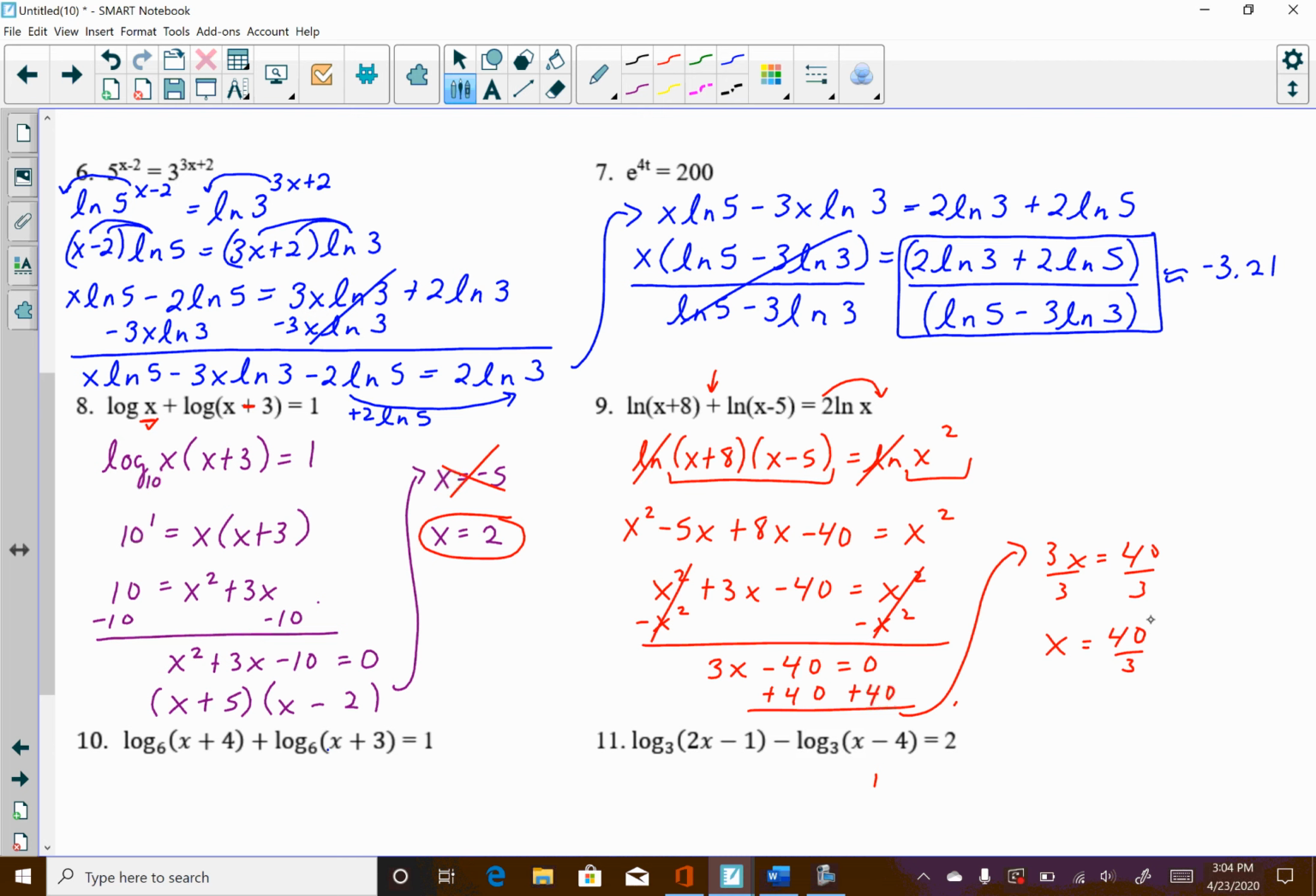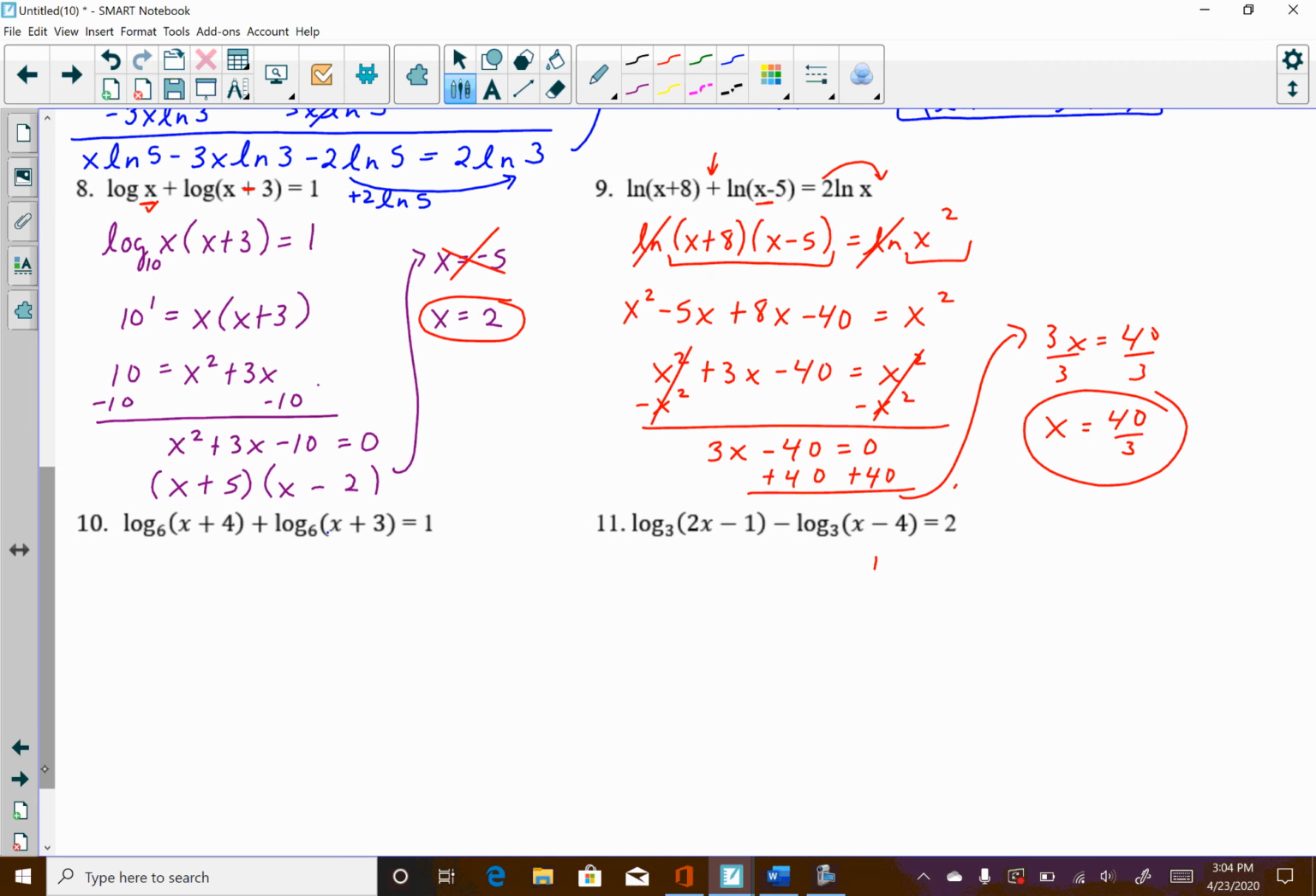Yes, 13.33. Again, don't just say, oh, it's positive, it's got to be my answer. Think about it up here. So if you were to put in 13, I know it's 13 1/3, but if you put 13 in for x, okay, 13 plus 8, that's going to give me a positive value. If we put in here 13 minus 5, that's going to give me a positive value. Natural log of 13, okay, all of that's going to be positive. So 40/3 is indeed my solution, okay?